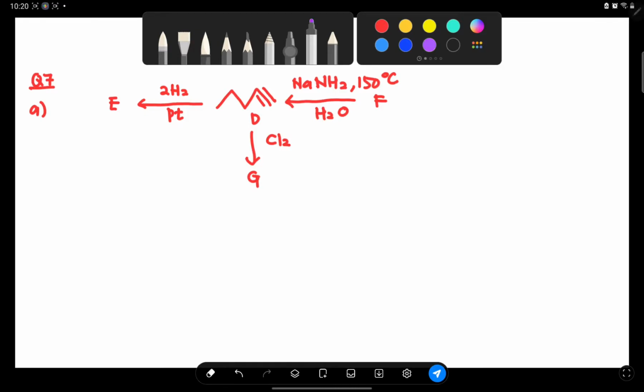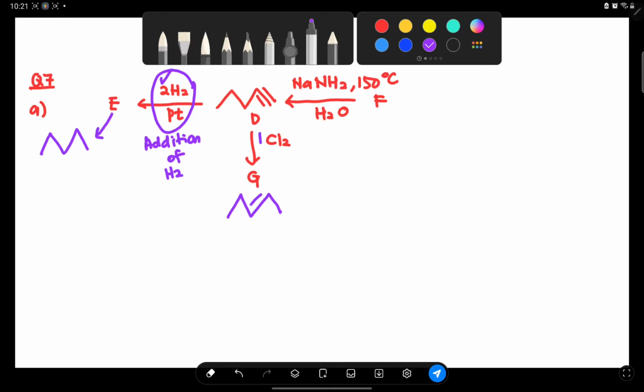Because here you use 2 moles of hydrogen in the presence of platinum, of course this is addition of H2. If 2 moles exist here, it means that your final product should be an alkane. This is your answer for E. And for G, react with Cl2, just 1 mole of Cl2.